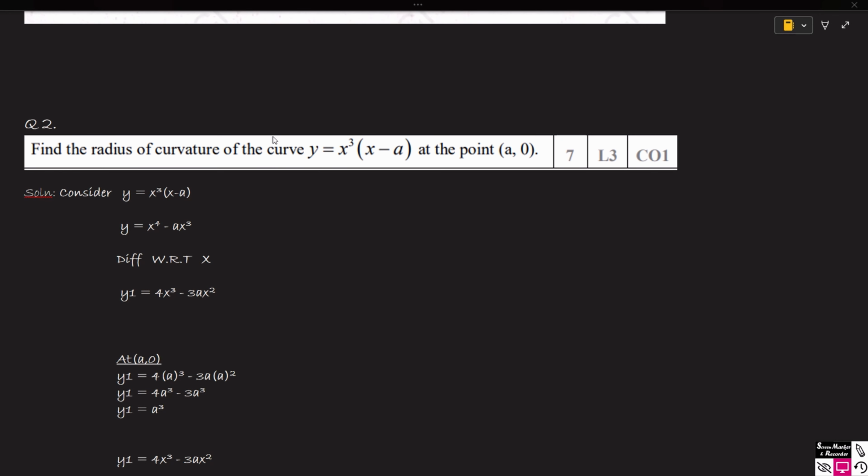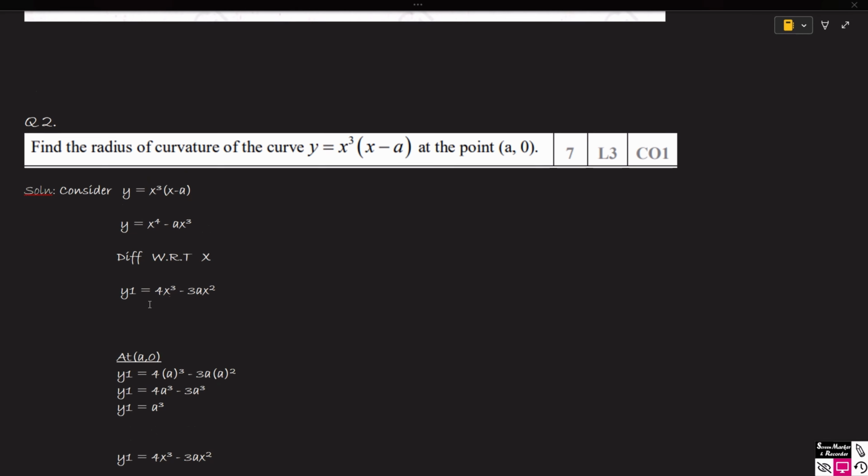Okay. So moving to the next question, it is: find the radius of curvature of the curve y equal to x cube into x minus a at the point a comma 0. So here a we are taking as x and y we are taking as 0. So here is the given equation. We are simplifying it. On simplification we get x raised to 4 minus a x cube. Now differentiate this equation with respect to x. Here dy by dx we are taking as y1, and x raised to 4 differentiation is 4x cube, and a is constant. x cube differentiation is 3x square.